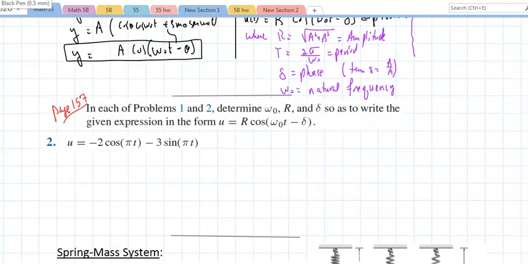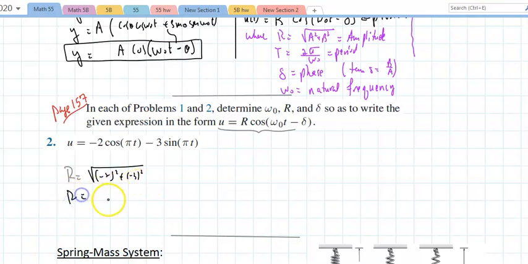On page 157 in the book, 2 problems on those, and again, this is provided. Determine omega, r, and delta. So, to write this expression, and here it is. U equal negative twice the cosine of pi, the sine plus sine. The sine, well, if I look for r, I know that is the square root of negative 2 squared plus a negative 3 squared. And that turns out to be radical 13.